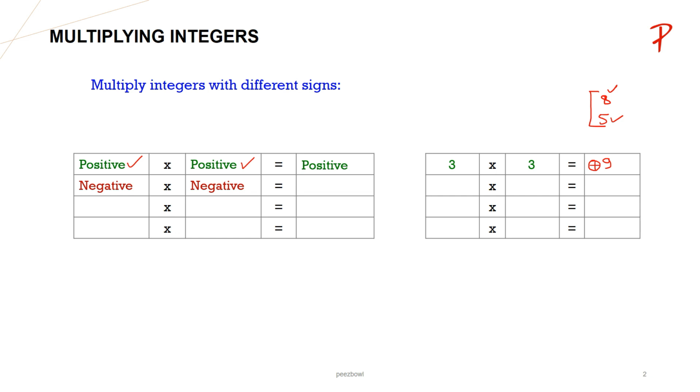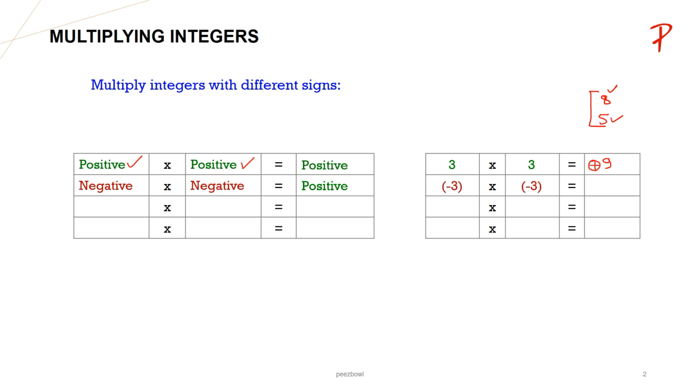Here also both the integers have the same sign, that is negative, and we know that when we multiply any two integers having the same sign, the result of the multiplication is always a positive integer, right? So in this case also the result of this multiplication will be a positive integer. Let us take an example.